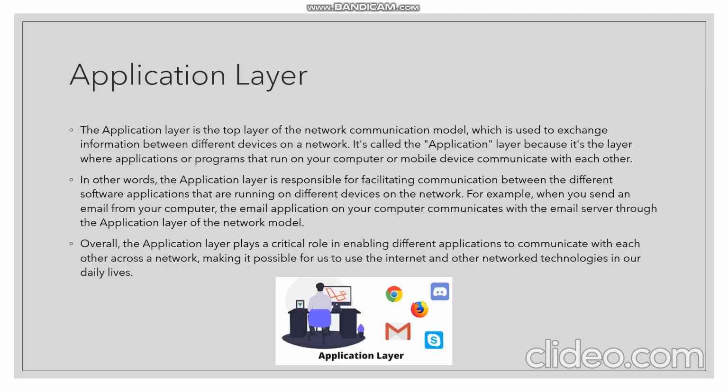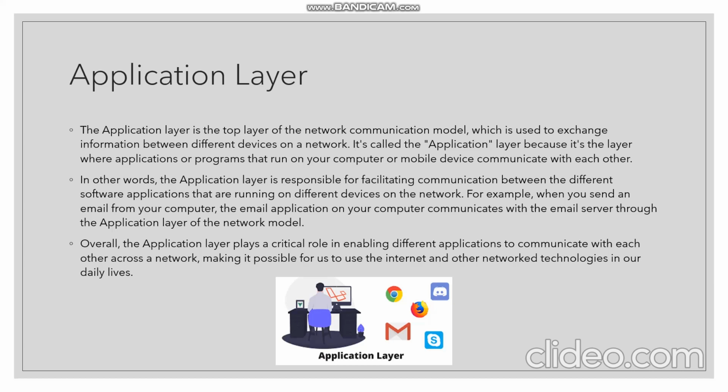First we will start with the basic definition of an application layer. As we all know, the application layer is the top layer of the network communication model. It is present both in the OSI reference model, which is the 7-layer model, and in the TCP/IP model. It's used to exchange information between different devices on a network. It's called the application layer because it's the layer where applications or programs that run on our computer or mobile device communicate with each other.